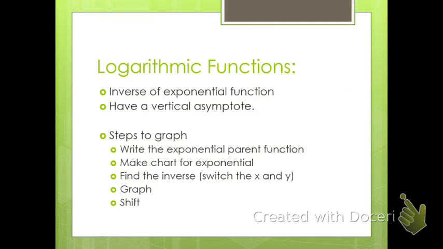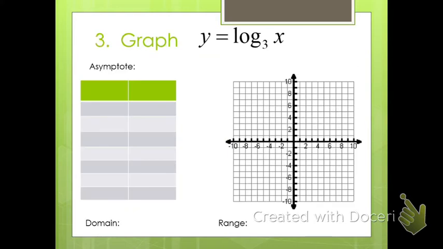Alright, so inverse of an exponential function and having a vertical asymptote are the major differences in logarithmic functions. The way that we're going to do that is we're going to write the exponential parent function, make a chart for the exponential, find the inverse, graph, and then shift. So let's go ahead and go to our first example.